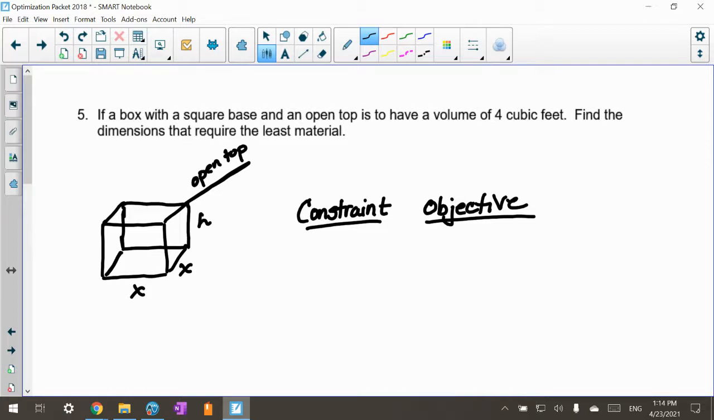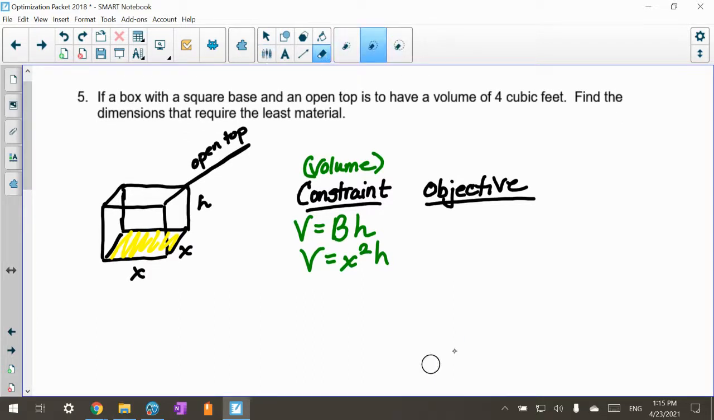So first of all, I drew my picture here. You can see because it's a square base that I have x times x for the base, and I just called h for the height because they didn't say anything about the height. And they said the volume has to be 4 cubic feet. So my volume is going to be my constraint because they told me what the volume had to be. The volume is area of the base times the height, or x squared h, and they told us the volume has to be 4 cubic feet. So I'm going to put it equal to 4.